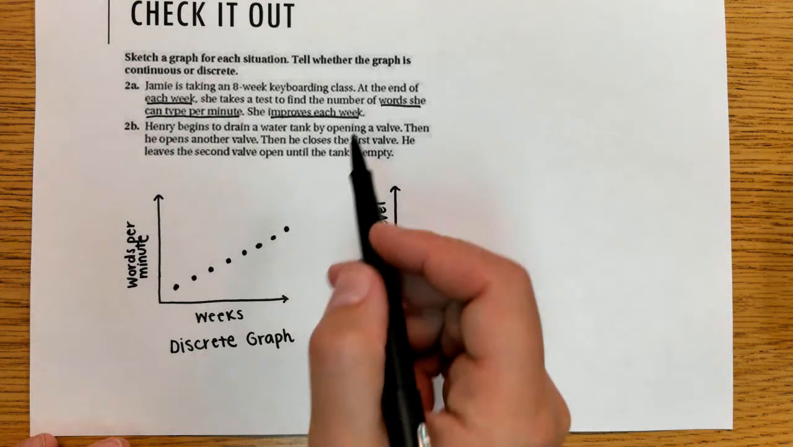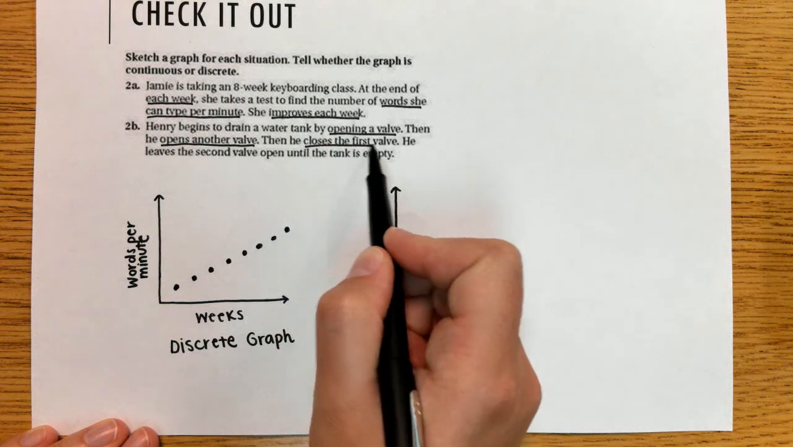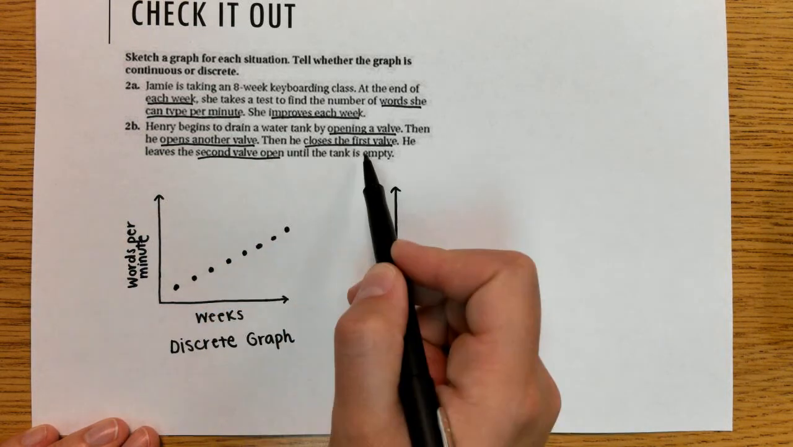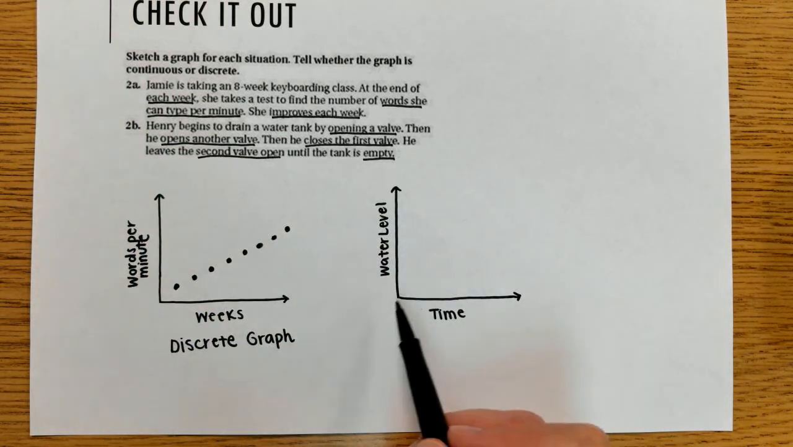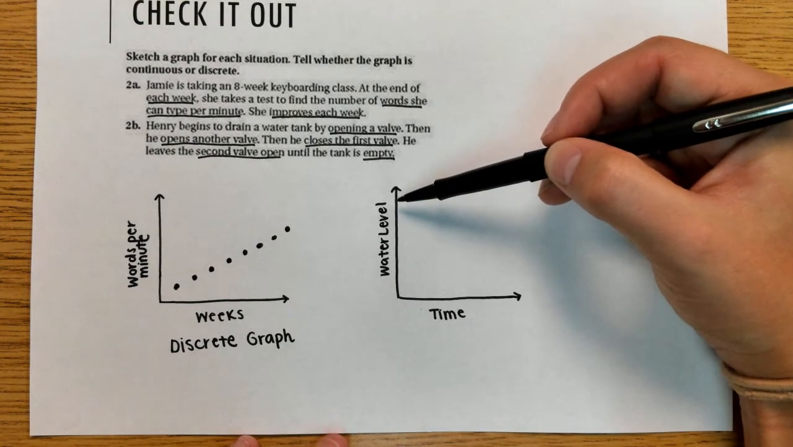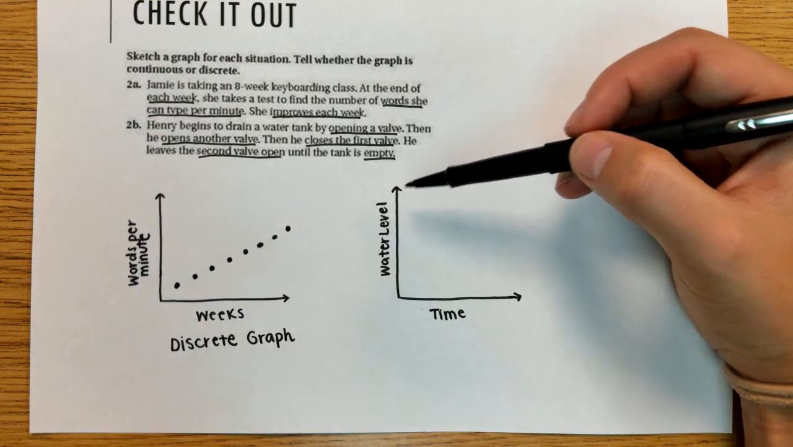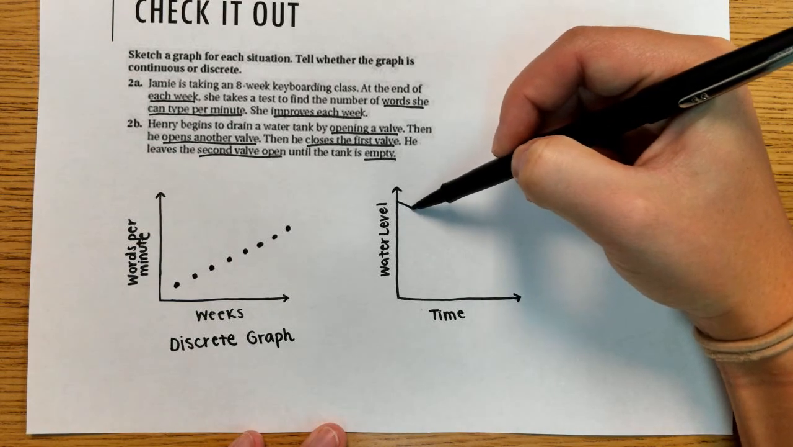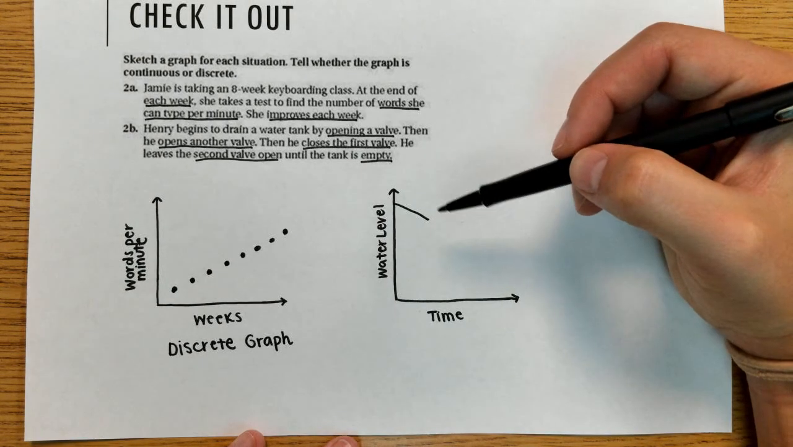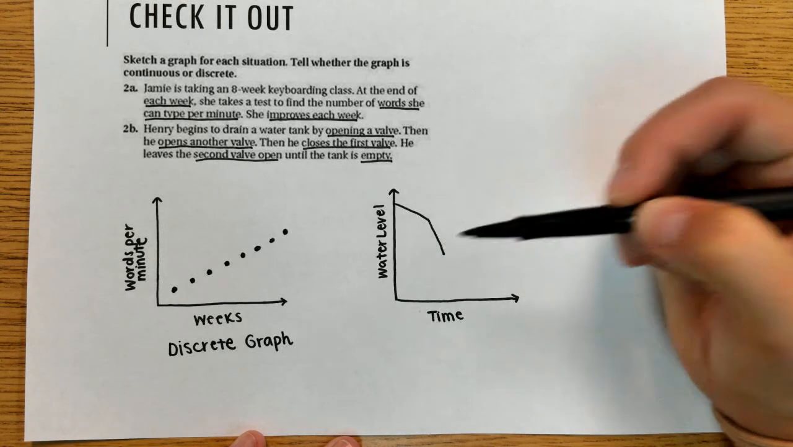Okay, so we open a valve, open another valve, close the first valve, then he leaves the second valve open until the tank is empty. Okay, so we have the time and the water level. So here, our water level is going to start all the way at the top because it's full. We open one valve, okay, so that means it's going to decrease at a steady rate for a period of time. Then we open the second valve, so that means 2 valves are open, so water is coming out pretty quick. So we're going to decrease a little bit quicker.